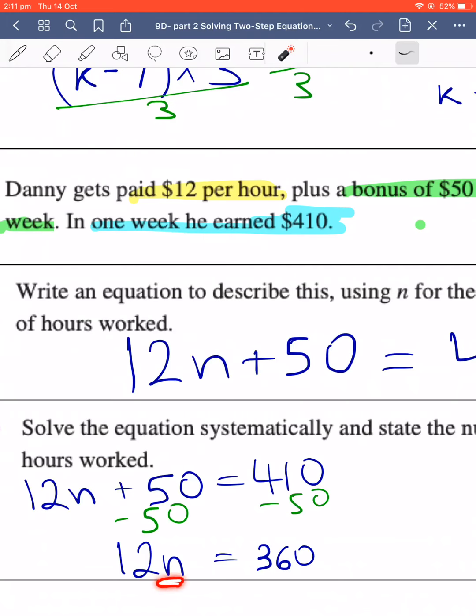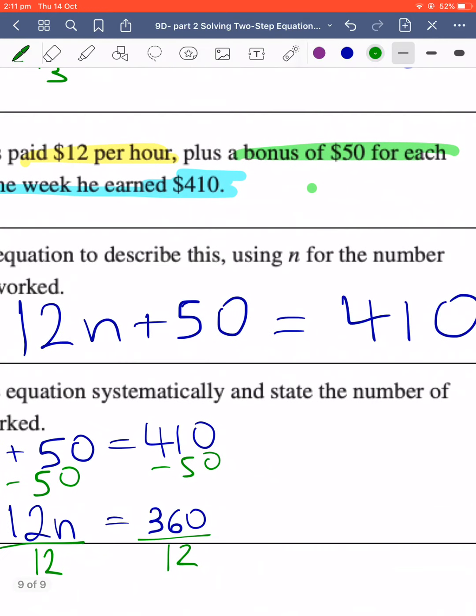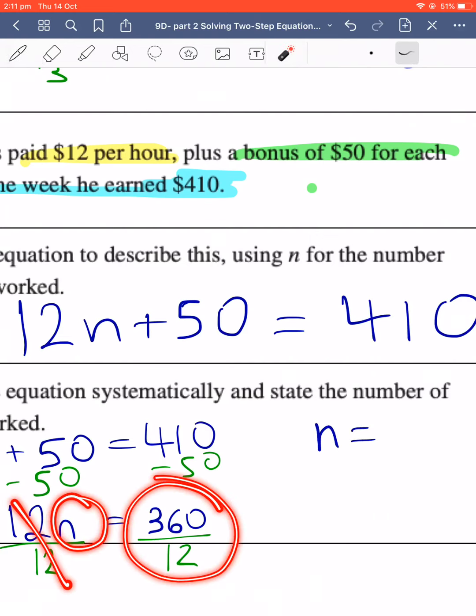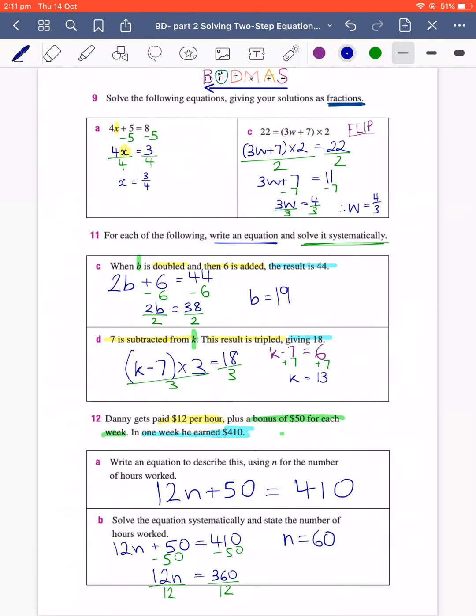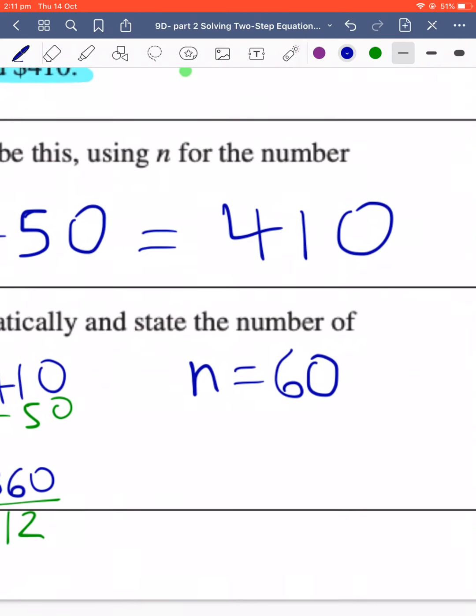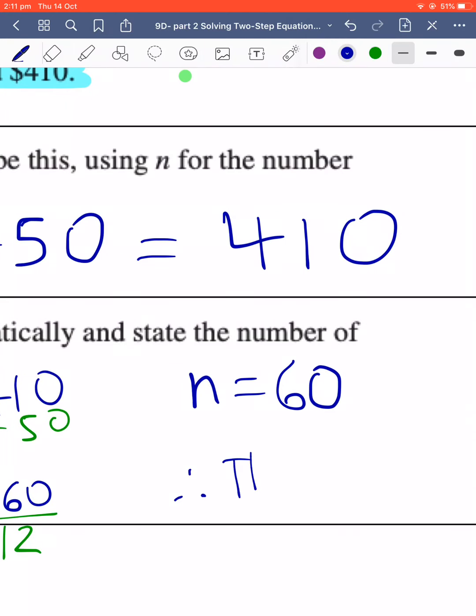And to get my n by itself, the number of hours, I need to undo the multiplication, which means I need to divide by 12 to both sides. So 12n divided by 12 gives me my answer of n, again because they cancel each other out, leaving n, and 360 divided by 12 is 60. That's correct. Okay, so have I answered the question? No, I have not.